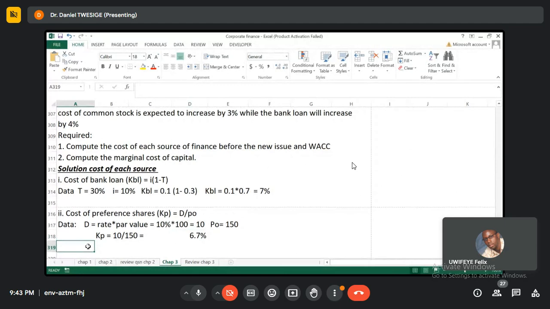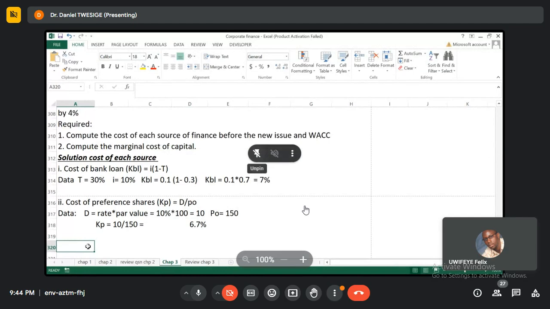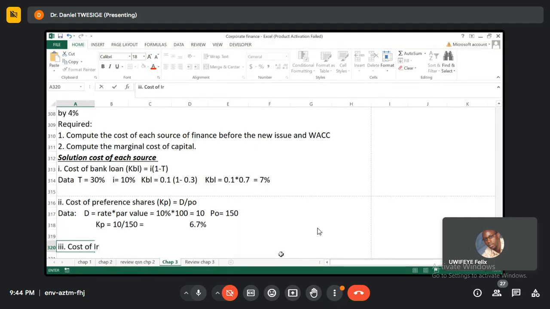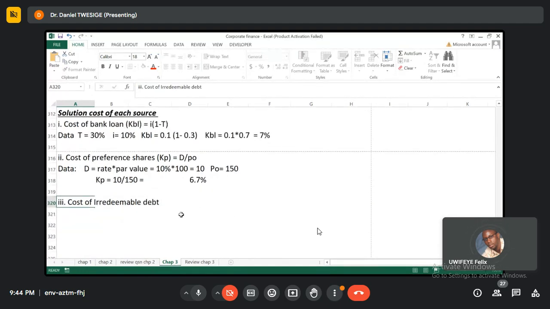Now, if I go to number 3, I can now compute the other easy one. I can compute the cost of irredeemable debt. Now, if I'm to compute the cost of irredeemable debt, which data do I need to compute this? First, I can state the formula. I can set my formula here.